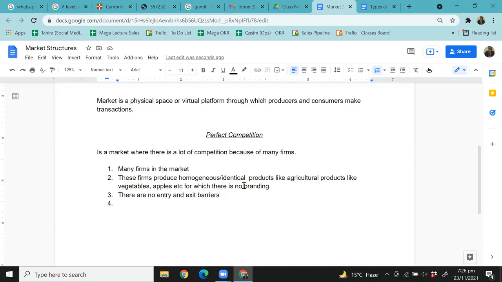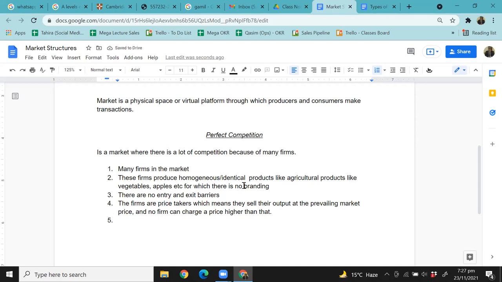Then another thing that you need to know for perfect competition, and this is very important, is that the firms are price takers, which means they sell their output at the prevailing market price. And no firm can charge a price higher than that. Is it making sense?